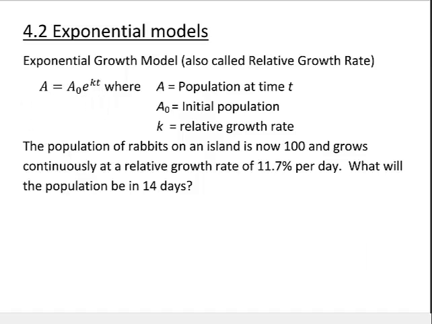So if we look at this, we'll know that the amount A is equal to A0, the initial population, in this case that is 100 rabbits, times e to the kt, where k is the relative growth rate. We know that to be 11.7%, which as a decimal is 0.117. And then we also need to multiply by the time. In this case that is 14.